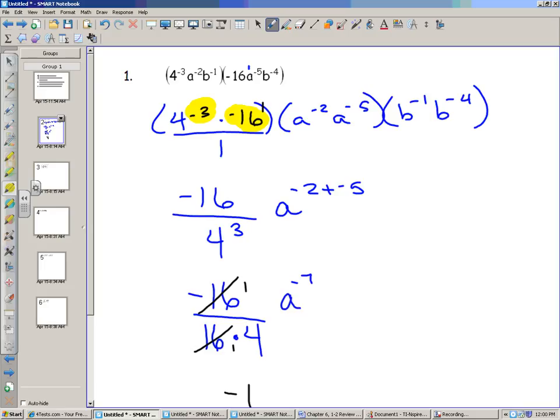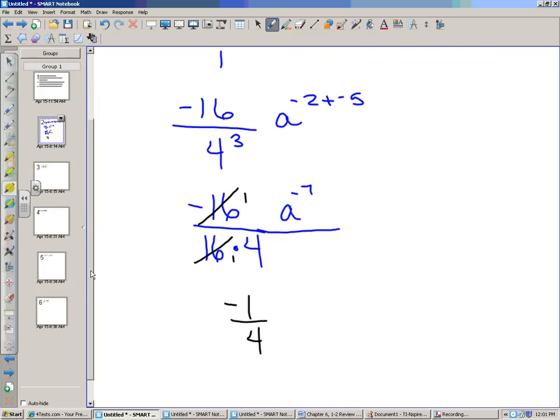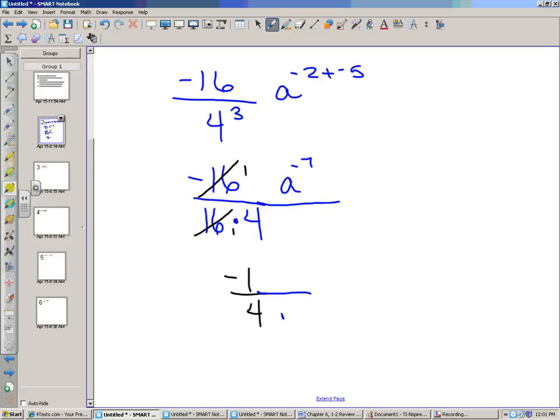Well, where does that a to the -7 need to go? Extend this fraction. It's negative in the top, so to make it positive, where does it go? It goes to the bottom. So now I have to extend this, and I'm going to have a to the 7th down there. Do we see that? Yes or no?